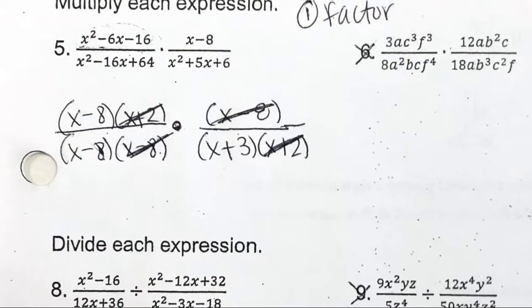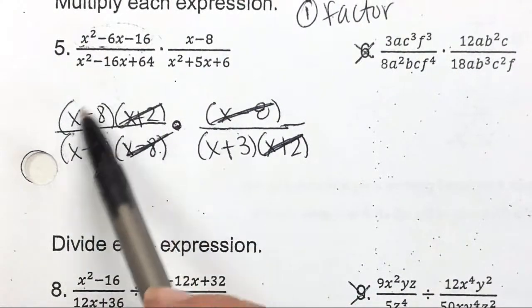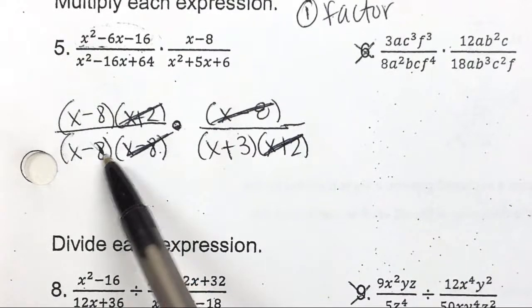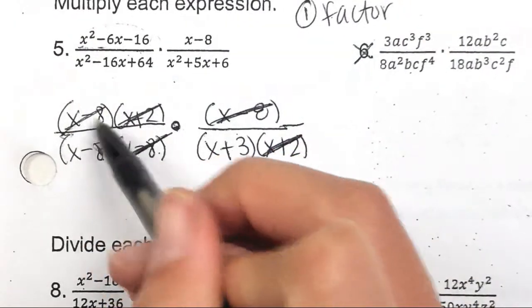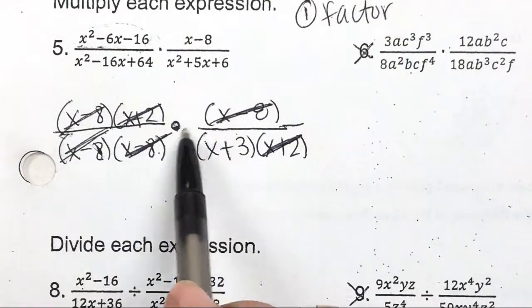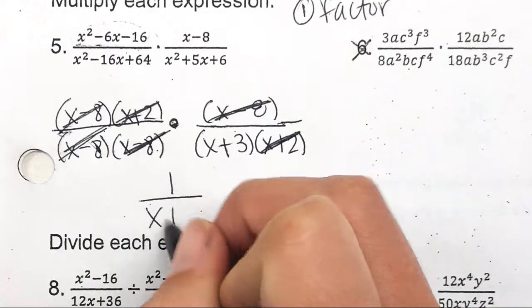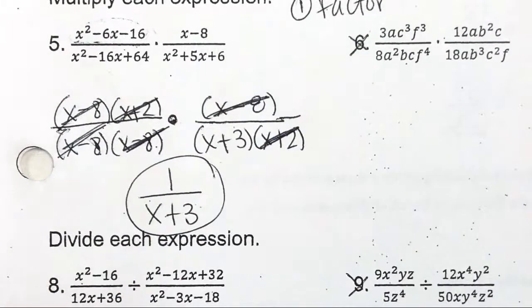And now I could either multiply straight across, or I can look at this top and bottom. I can also simplify here. So x minus 8 and x minus 8 will cancel out here too. And then, what would be left on top? That would be 1 is left on top. And on bottom, all I have left is x plus 3. And that's it.